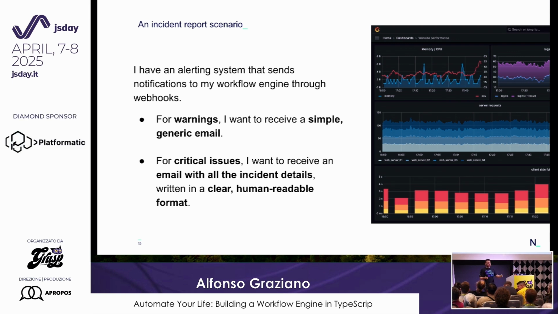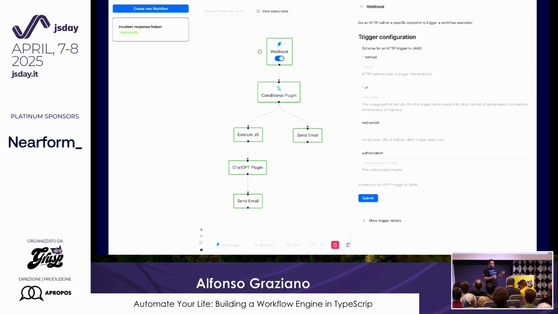If you do application monitoring and you have some alerts, in theory you want them via email, or on your Slack. The scenario I have in mind is that something like Grafana can send me messages through a webhook. If I have a simple warning, I just want to get an email. But if there is a critical issue, I want to receive an email with all the details in a human readable format. So I built this workflow, which is quite simple.